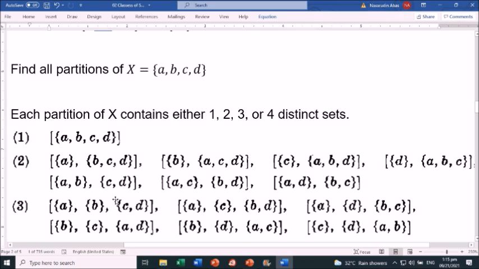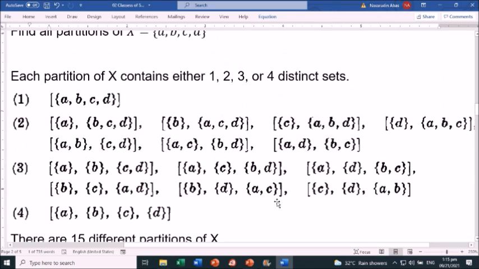For number 3, we can also divide a set into 3 distinct sets. So, tulad nito, A, then B, then CD. So, there are many ways also to partition in 3 different sets.